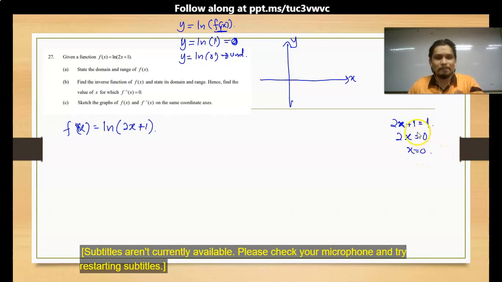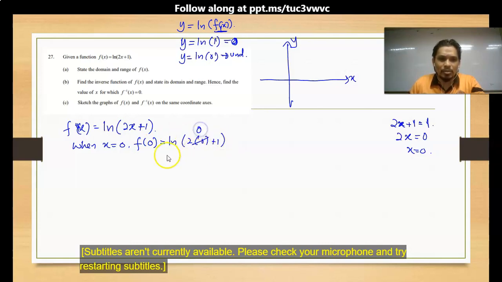Let's try again. When x equal to 0, then f(0) equal to natural log of 2 times 0 plus 1. 2 times 0 equal to 0, 0 plus 1 equal to natural log of 1, and natural log of 1, y equal to 0. So what is the value of x just now? Yes, x equal to 0. And what's the value of y? y equal to 0. So they intersect here at the origin point.